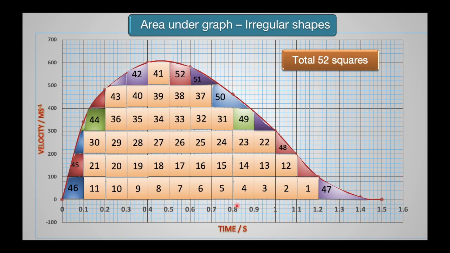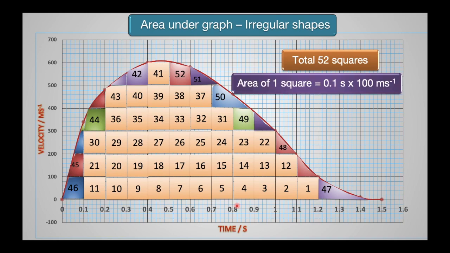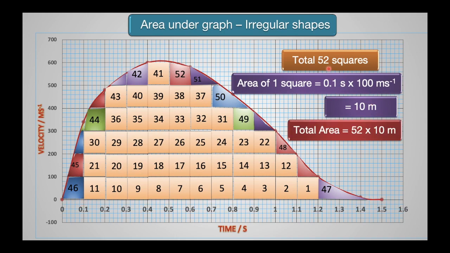Now how do you find the displacement? One square area is, you can find from one division on the x-axis multiplied by one division on the y-axis. So y-axis is 100, x-axis is 0.1. So the area of one square is 10 meters. Then what's the total area of 52 squares? So 10 into 52, that is 520 meters. This is the total displacement.